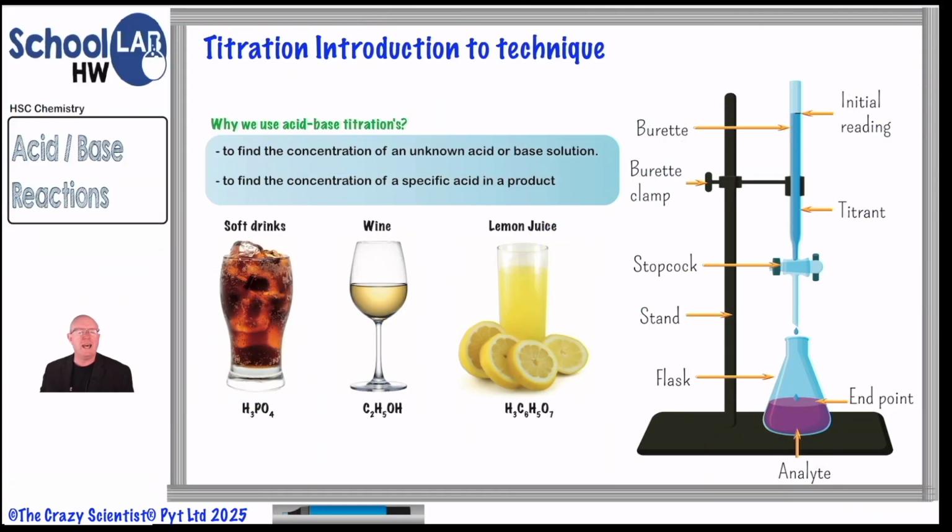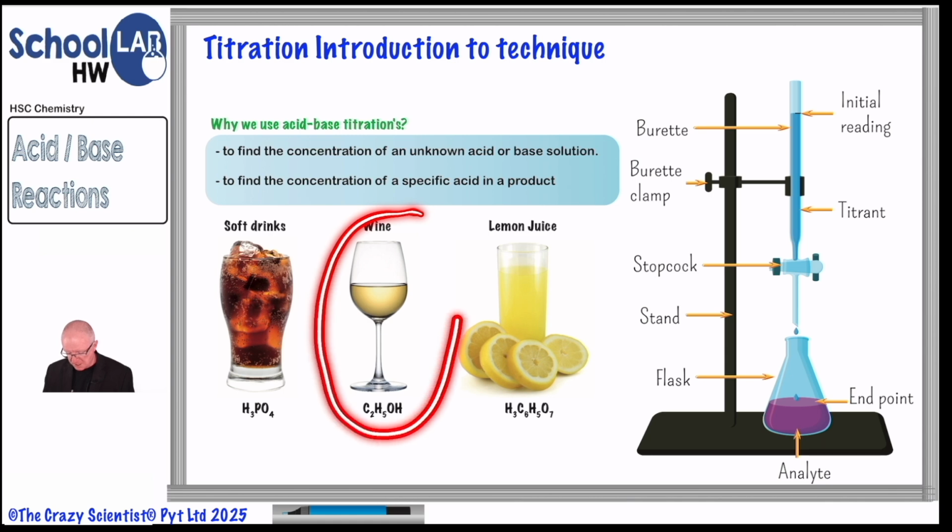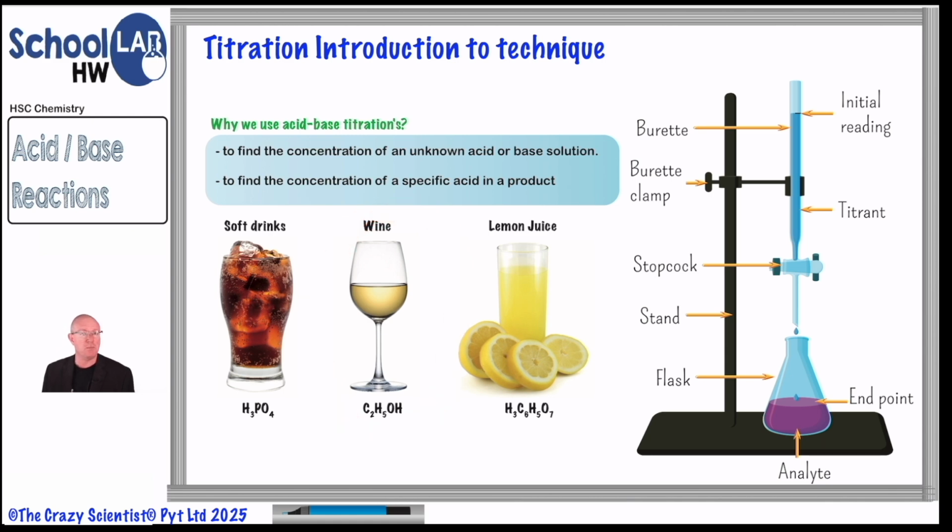Alright, so what do we use acid-base titrations for? Well, mainly to find the concentration of an unknown acid or base solution. But we can also use it to find the concentration of a substance in a mixture. And so we might be looking at, can we determine how much phosphoric acid is in a soft drink? Or can we determine how much ethanol is present in a sample of wine?